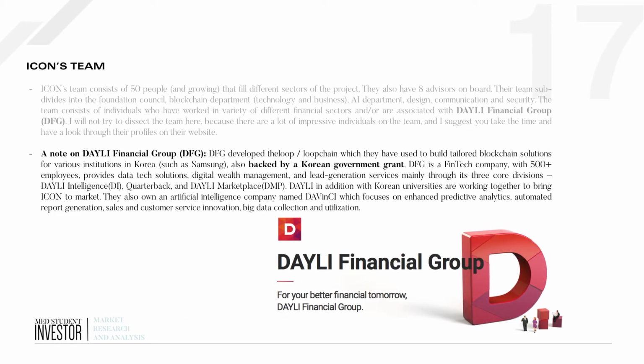A note on Daily Financial Group, DFG. DFG develops their Loopchain, which they have used to build tailored blockchain solutions for various institutions in Korea, such as Samsung, also backed by a Korean government grant. DFG is a fintech company, with 500 plus employees, that provides data tech solutions, digital wealth management, and lead generation services mainly through its 3 core divisions, Daily Intelligence, DI, Quarterback, and Daily Marketplace, DMP. Daily, in addition with Korean universities, are working together to bring Icon to market. They also own an artificial intelligence company named Da Vinci, which focuses on enhanced predictive analytics, automated report generation, sales and customer service innovation, big data collection and utilization.